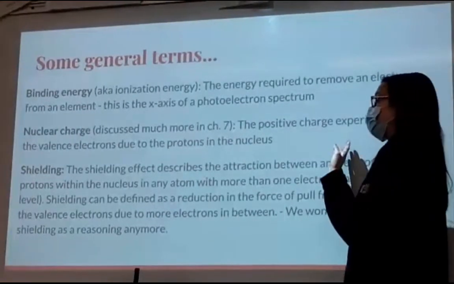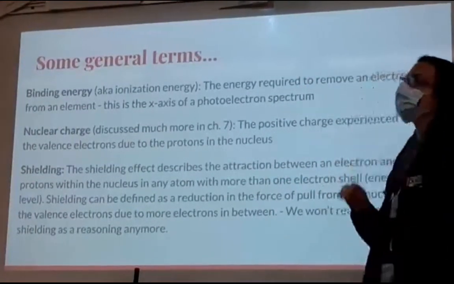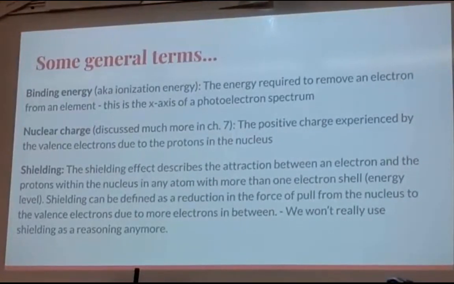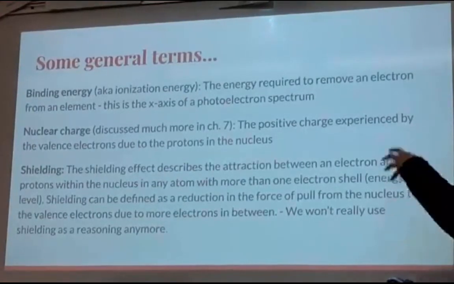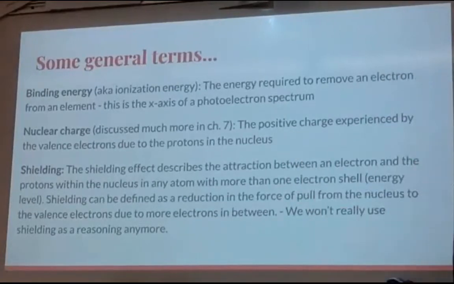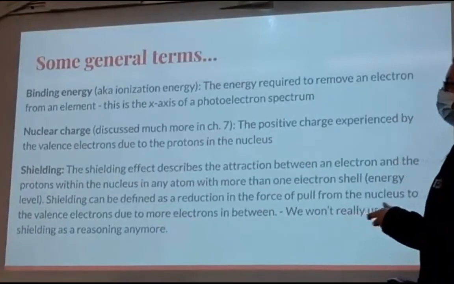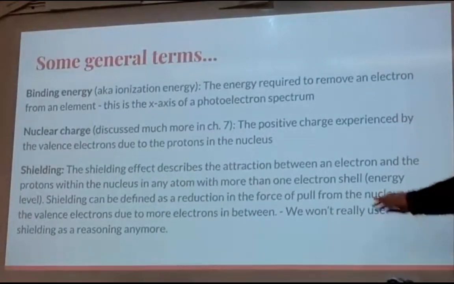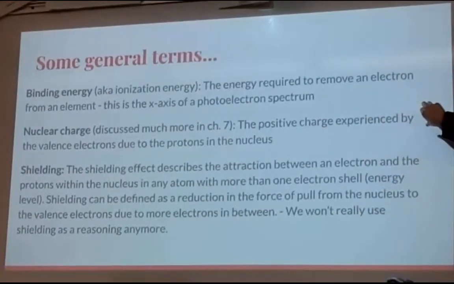We're also going to be talking about nuclear charge a lot. We're going to focus on nuclear charge more, again, in periodic trends. This kind of transitions us from electron configurations to periodic trends. But nuclear charge is just the positive charge that's due to the protons in the nucleus. So when we're thinking about attraction between valence electrons and the protons in the nucleus, we're talking about nuclear charge. Nuclear charge ends up being our reasoning on almost all PES multiple choice questions.